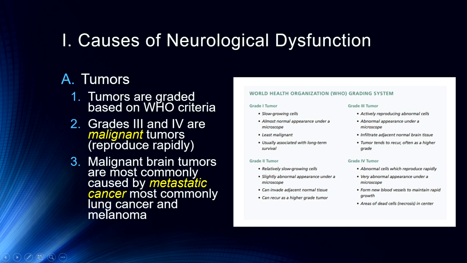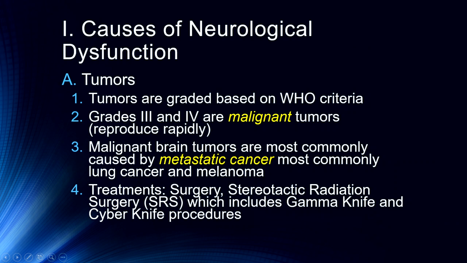Malignant brain tumors are most commonly caused by metastatic cancers, most commonly lung cancers and melanoma. Remember, the brain is one of the most vascular parts of the body. 20% of blood supply is sent to the brain. It also branches off into smaller and smaller blood vessels. And so those cancer cells from lung cancer and melanoma can end up getting lodged, essentially, in those blood vessels and then creating highly problematic types of brain cancer.